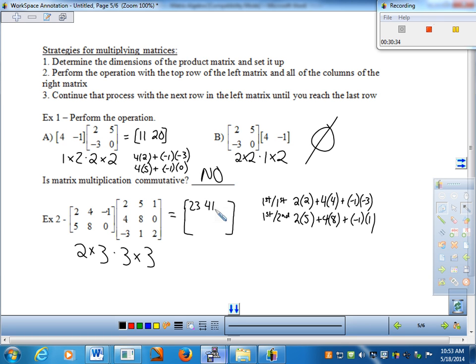I'm going to do the top row and the third column. So that's what's right here, everybody, right? Top row, third column. So here we go. First row, third column, let's get going. 2 times 1 plus, looks like 4 times 0 plus -1 times 2. Awesome. When I do that, looks like 2 plus 0 plus -2, 0. And that's how it works.